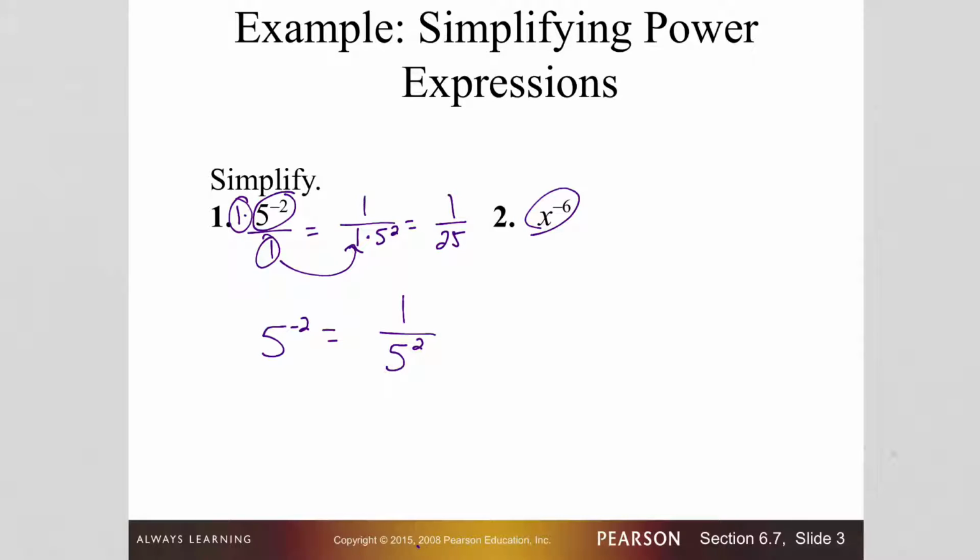Alright, so now let's look at the x to the negative 6. It's on the top right now. It doesn't like it there, so it wants to move to the denominator. You take away the negative sign, and you have to put a 1 in the numerator position to hold that fraction bar down, otherwise it flies away.